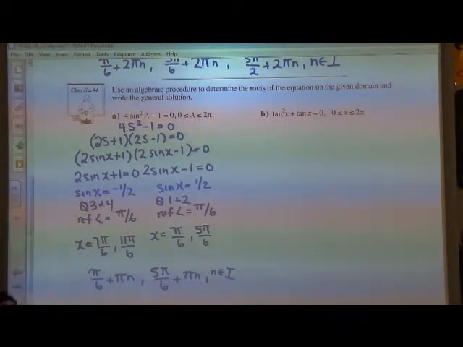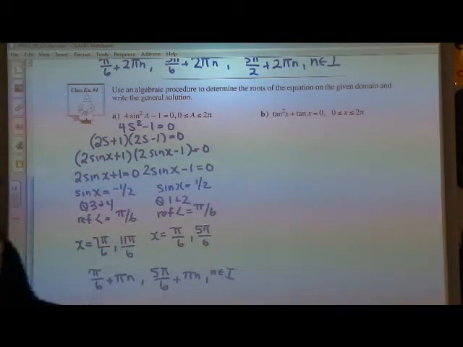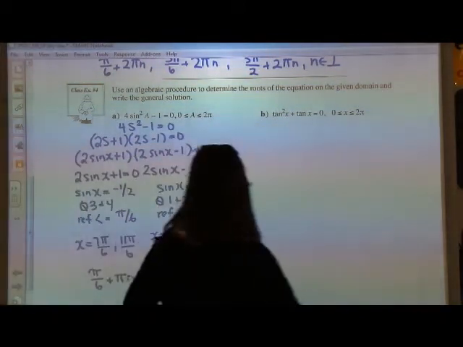Okay? Would it be correct to still go pi over 6 plus 2 pi n, 5 pi over 6 plus 2 pi n, 7 pi over 6 plus 2 pi n? Yes, it would still be correct, but it's kind of repetitive. And if it was in the form of a multiple choice question, this would most likely be the answer that you would see, because that is the simplest general solution to come up with. Okay, so let's take a look at B.